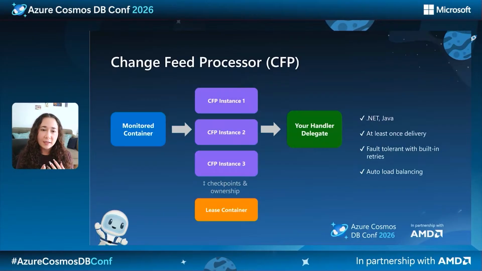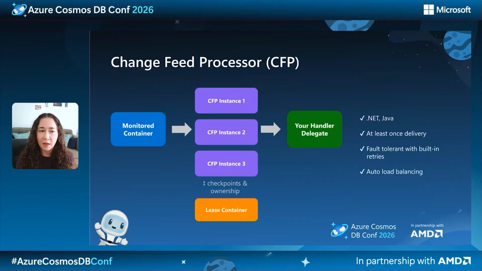And this is the compute environment that you're actually deploying your change feed processor on. So you can imagine this like AKS, where you'd have multiple pods that represent multiple instances. The code that's actually being executed when a batch of changes is processed is your handler delegate.